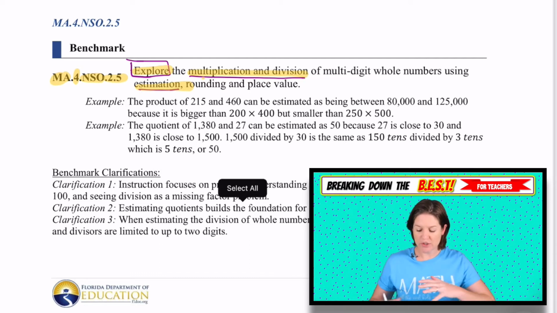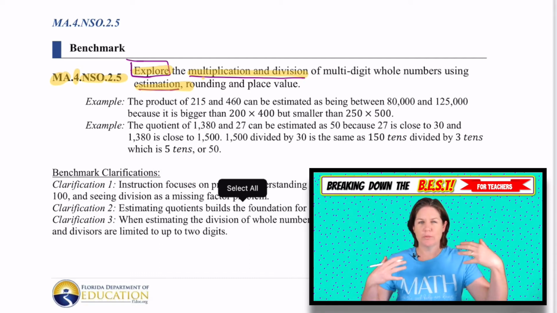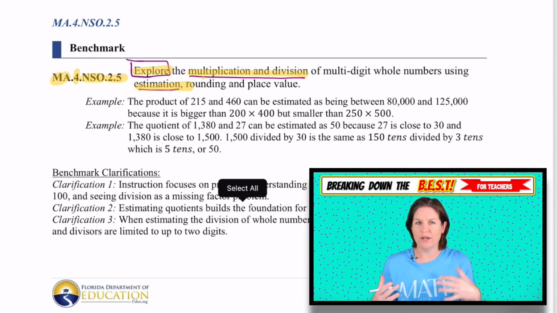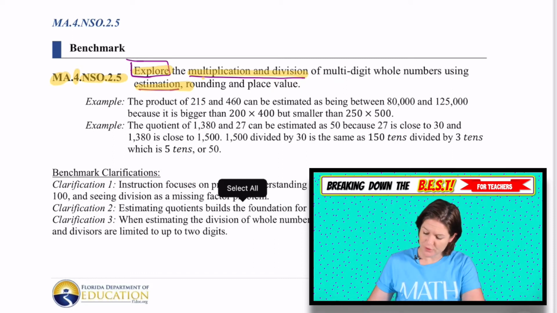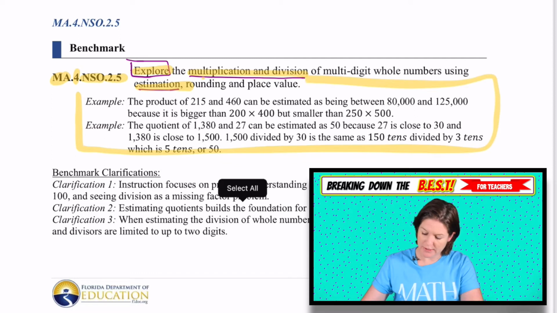So this one is just really focusing on how when we're multiplying and dividing, the whole point of using rounding is because of estimation, right? So they gave some examples here that I definitely think would be a good idea to take a look at.